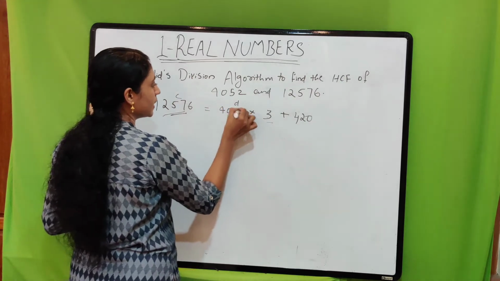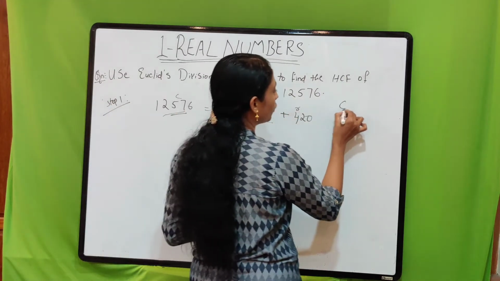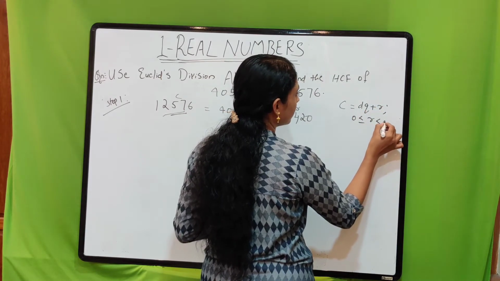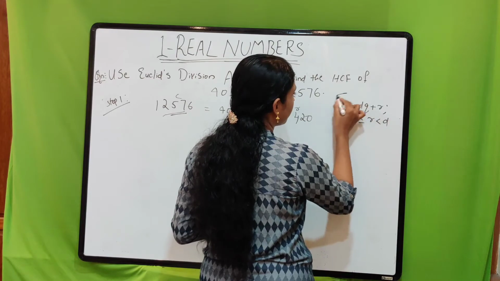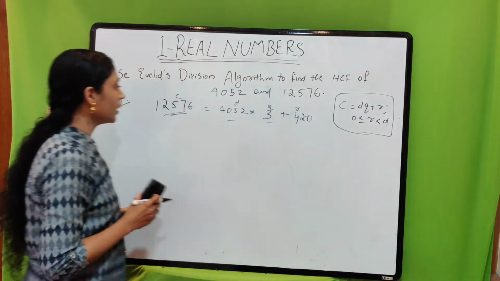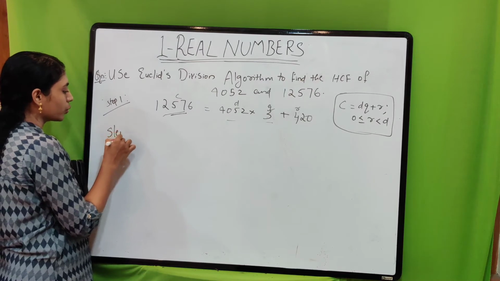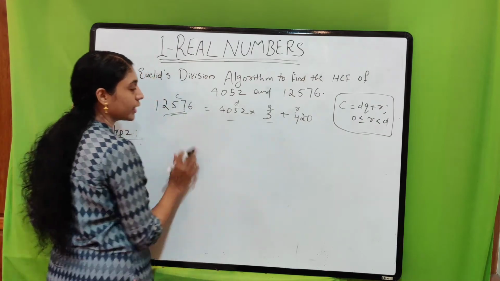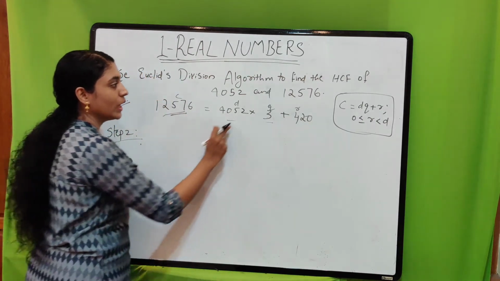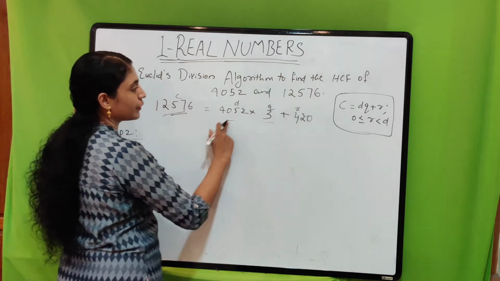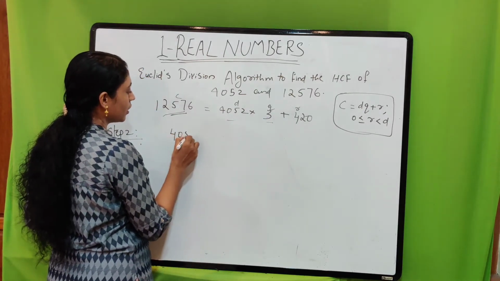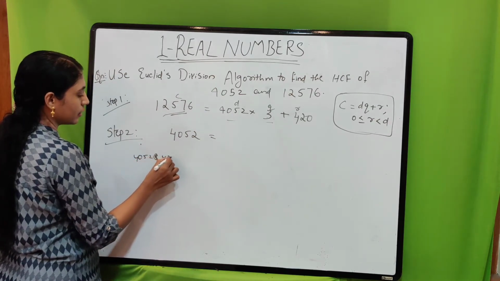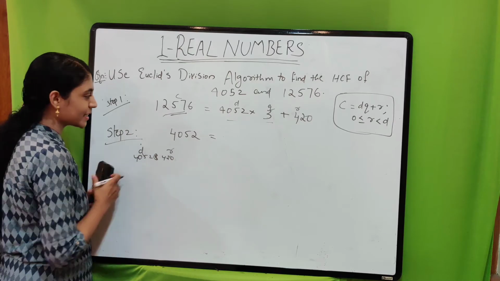This is C, this is D, this is Q, this is R. We have to apply Euclid's division lemma, that is C is equal to DQ plus R for 0 less than or equal to R less than D, right? Now we have to apply step number 2. If R is equal to 0, then D is the remainder. But R is not equal to 0, so apply Euclid's division lemma to D and R. That is 4052 and 420.